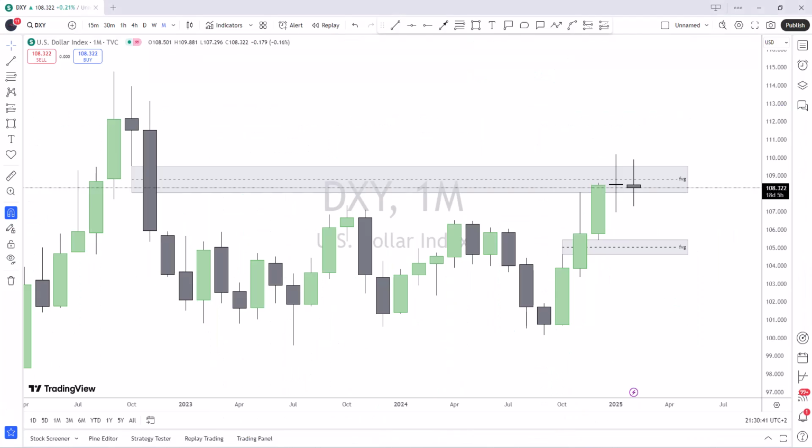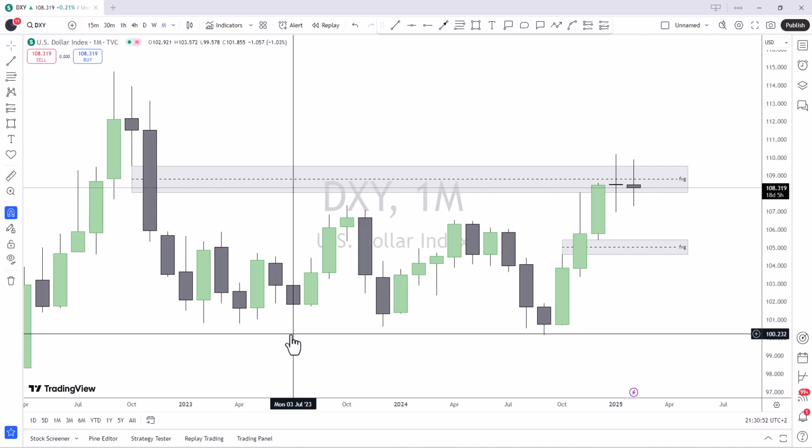But from everything that I've done, I'm looking for a weaker dollar, right? I'm expecting dollar to be weak. It's going to be offering, I think, better opportunities for sell models, right? Sell models are ideal for me on dollar index.